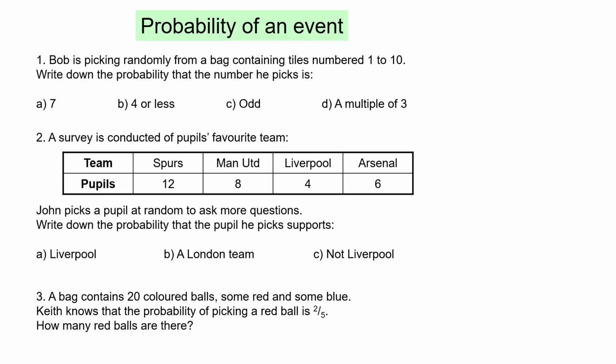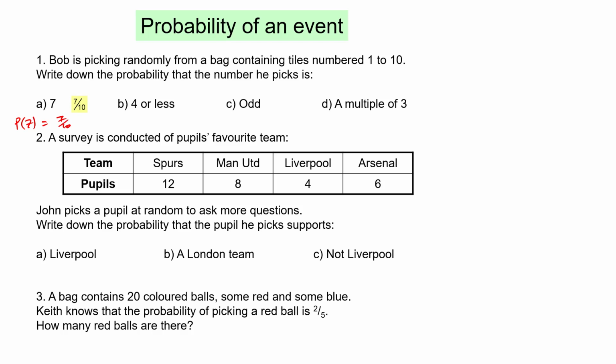Right, so let's have a look at some solutions here. On A, it says Bob's randomly selecting from a bag the number of colored tiles, 1 to 10. Probability he picks a 7 is 7 out of 10. Now, like we said earlier, you should be writing probability of 7, and that's equal to 7 out of 10.